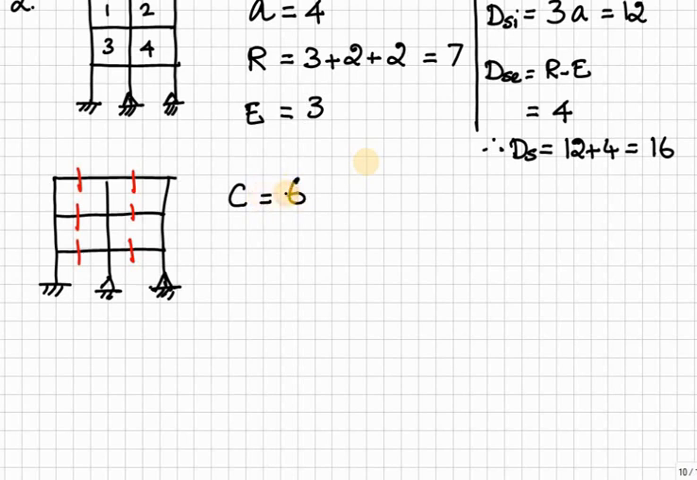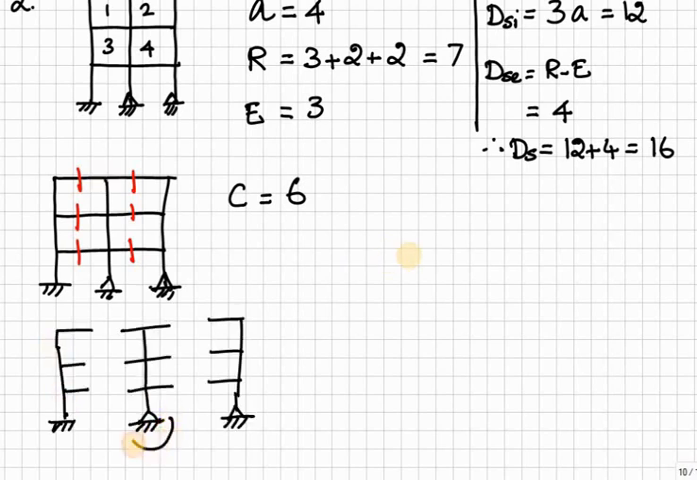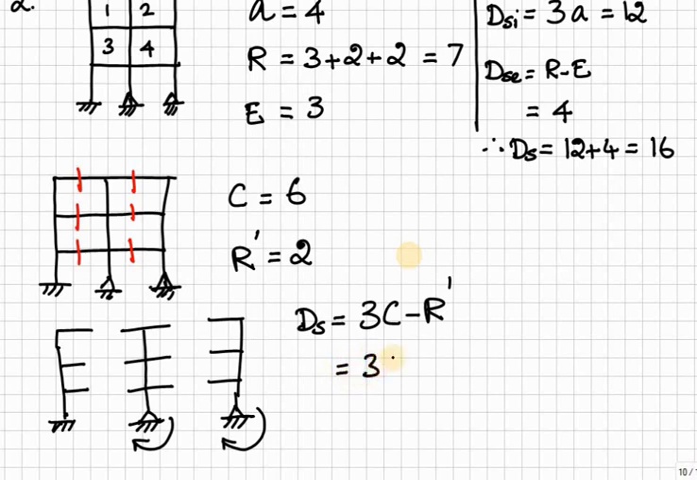And what about the reaction, restraints to be applied? Because here we have one hinge. Okay, here one this hinge, so we have to apply one reacting moment resistance. That hinge also we have to apply moment resistance. Therefore, R dash is equal to 1 plus 1, 2. Therefore, ds is equal to 3 times C minus R dash, which is equal to again 16.